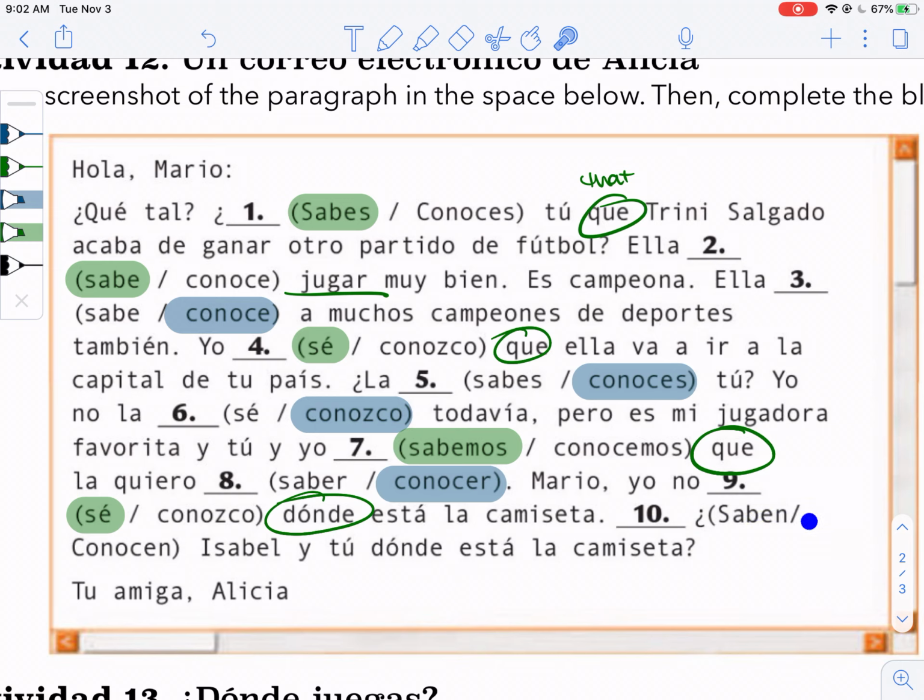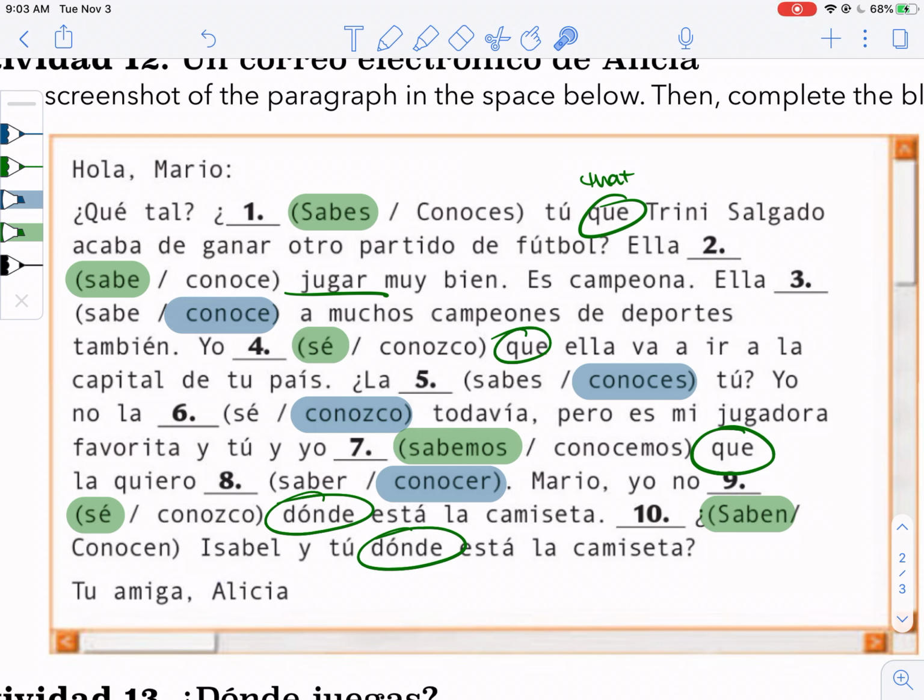Y saben. Do you know dónde está la camiseta? Do you two know where the t-shirt is? Tu amiga Alicia. Ah, gracias Alicia.